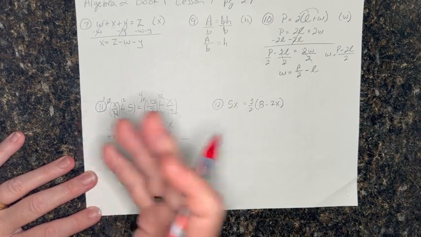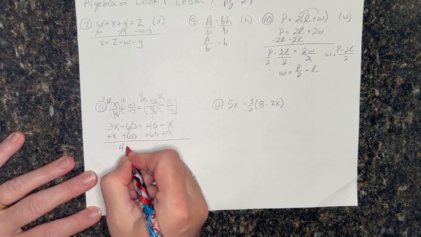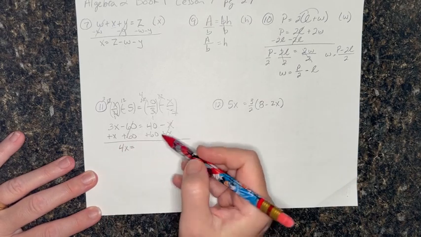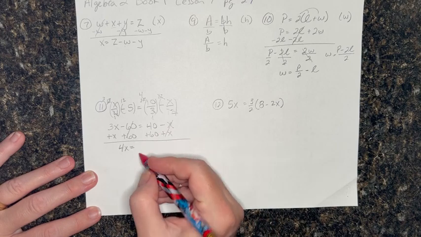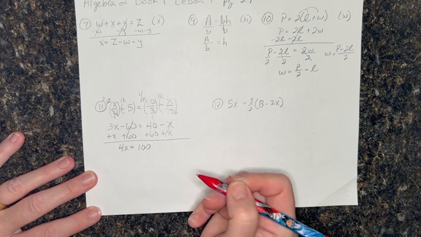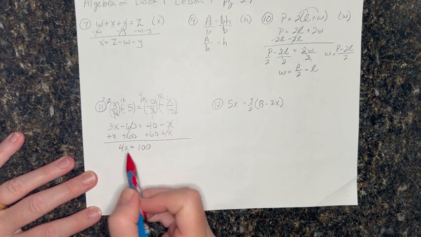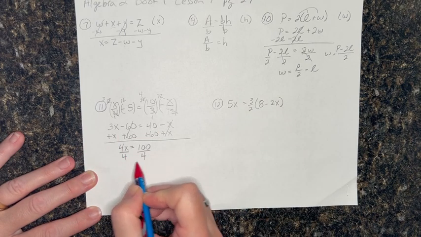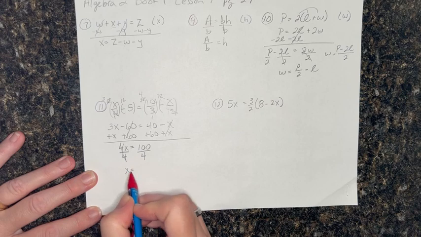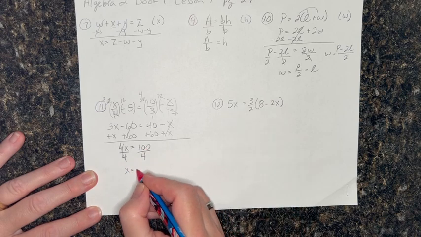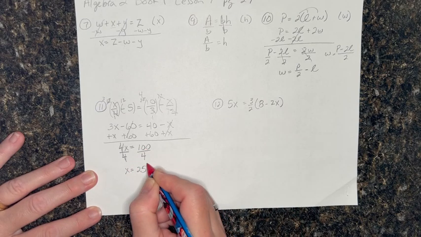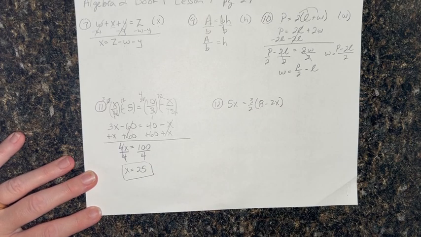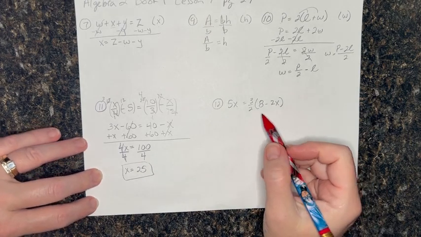3x plus x, how many x's do you have? You have 4 x's, is equal to 40 plus 60 is 100, all right? Here, 4 is being multiplied by x. We need to do the opposite and divide both sides by 4. X is equal to 100 divided by 4, or 25. All right? What about number 12?